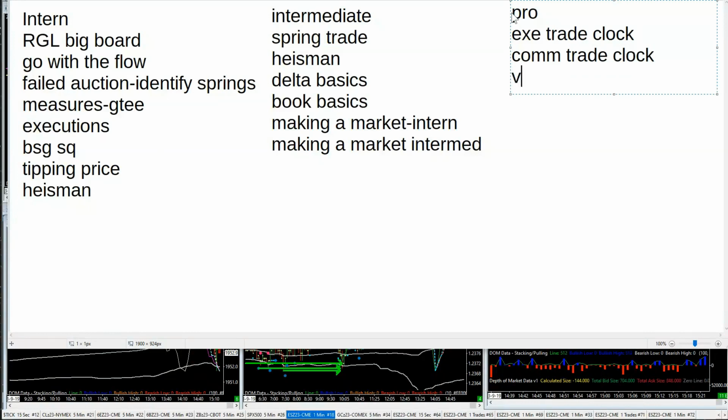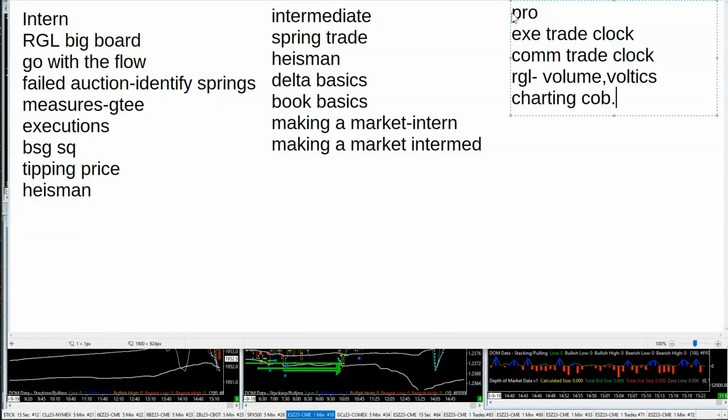We're going to talk about other RGLs. So there's a lot of other RGLs we can use. There's obviously things like volume RGLs. There's Voltics. There's a lot of other RGLs we can use into that as a process. We're going to start looking at the charting detail about when we print out our charts or when we start drawing our charts, the things that we're looking for, things like change of behavior, liquidity pools.